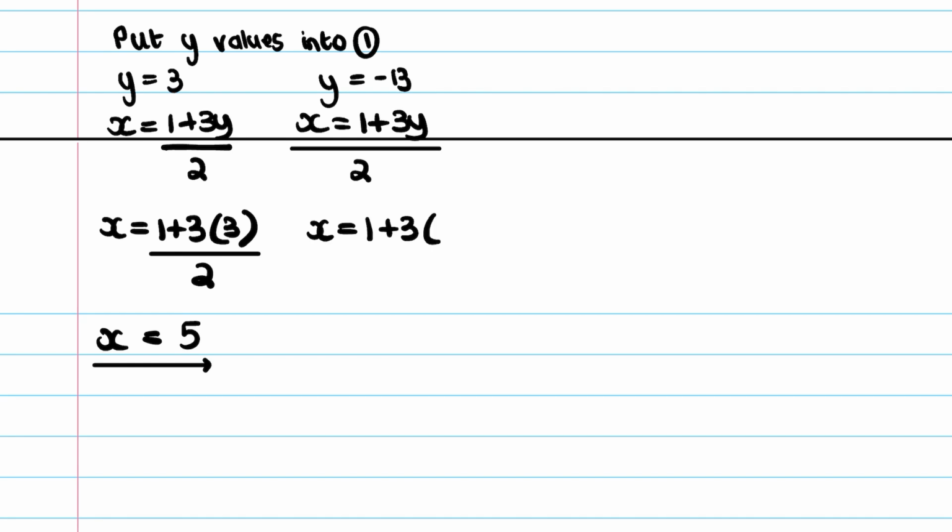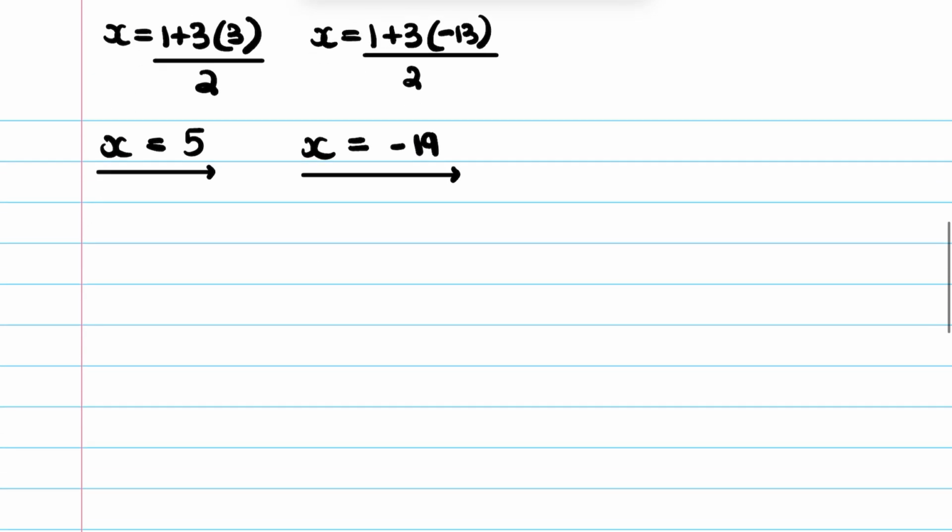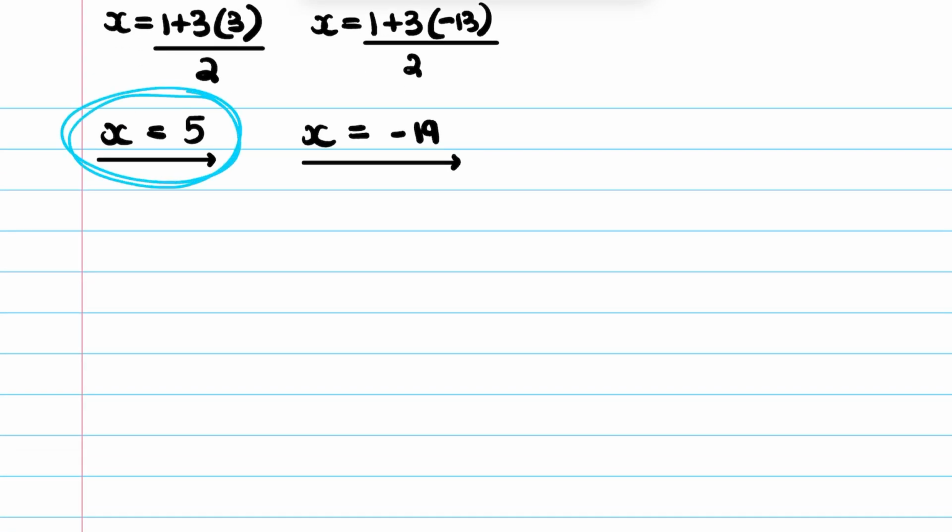And then we have x is equal to 1 plus 3 times negative 13 all over 2. That's going to give us x is equal to negative 19. So your values for this simultaneous equation should be y is equal to 3, y is equal to negative 13, x is equal to 5, and x is equal to negative 19. And there you have it.